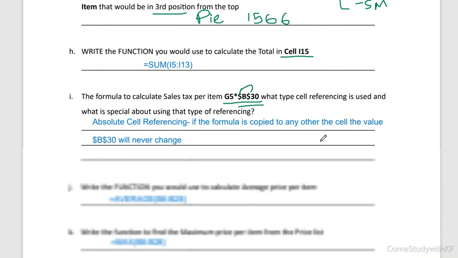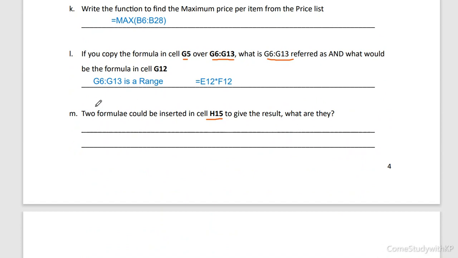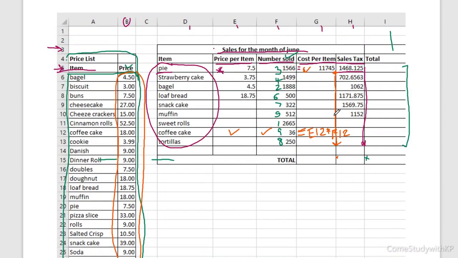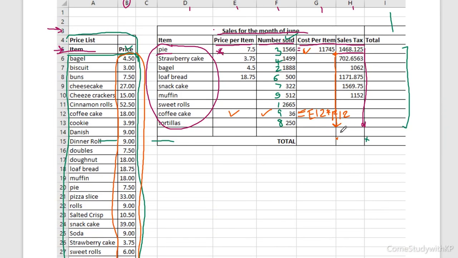And the question asks us what? Two formulas could be inserted in H15 to give the result. What are they? So what are the two formulas we could write in cell H15? So we notice that H15 would be a total, right? What would you be adding? We'll be naturally adding all of the sales tax, right?